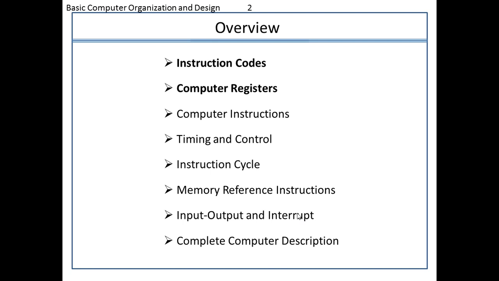Here is the overview of what we are going to discuss in this entire chapter of basic computer organization. Today we will focus on just setting up the background of understanding what the basic computer organization is. So today we will understand what the instruction codes are and what the various types of computer registers are which exist within the basic computer. Let's start with the background information of basic computer organization.